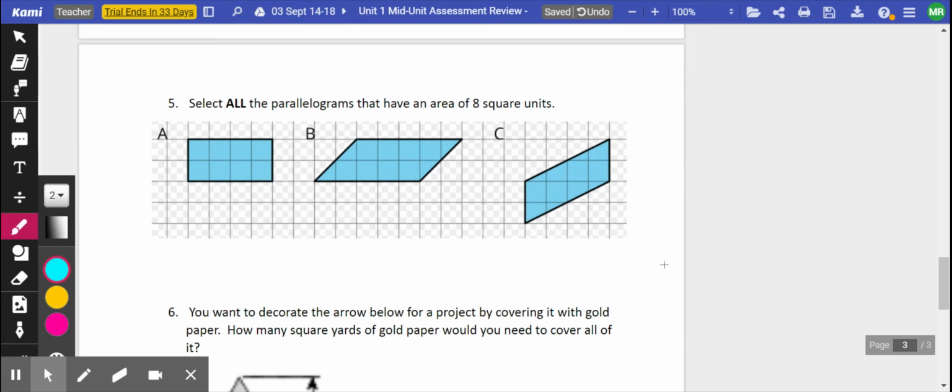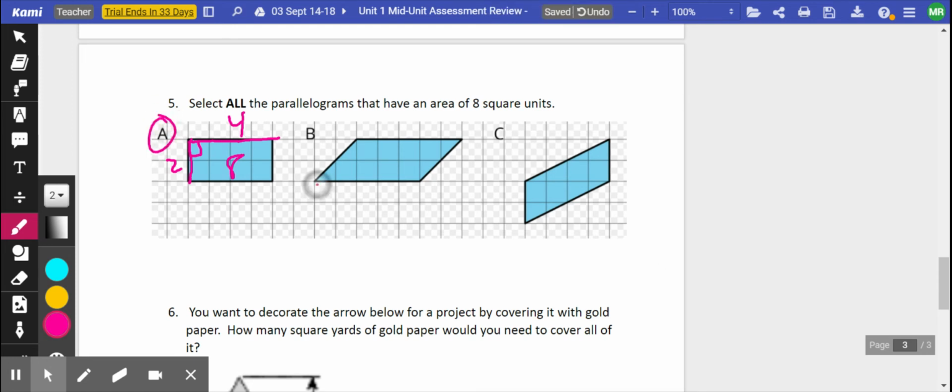Number 5, select all the parallelograms that have an area of 8 square units. Parallelogram A has a base of 4 units and a height, there's the right angle, of 2 units. 2 times 4 is 8. So parallelogram A is good.